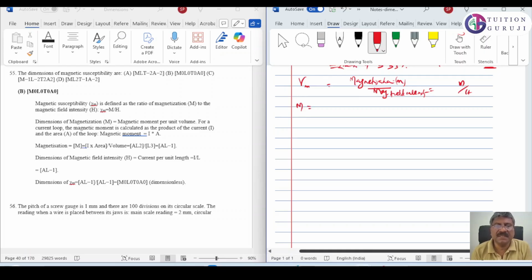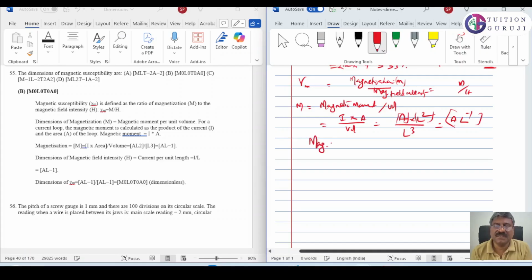Magnetization M is the magnetic moment per volume. So magnetic moment is nothing but the product of current I into area. So magnetization is I A by volume. So A is current, area is L square, divided by volume, which is L cube again. So it will be A L raised to minus 1. So magnetization is A L raised to minus 1.